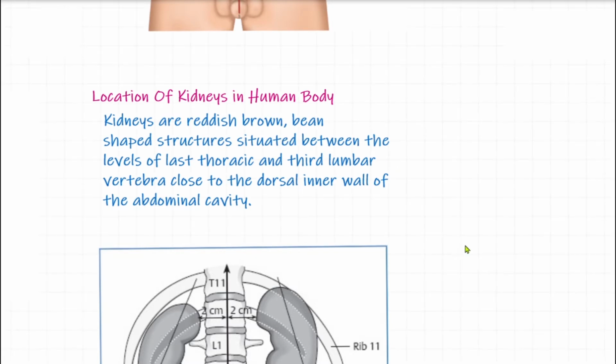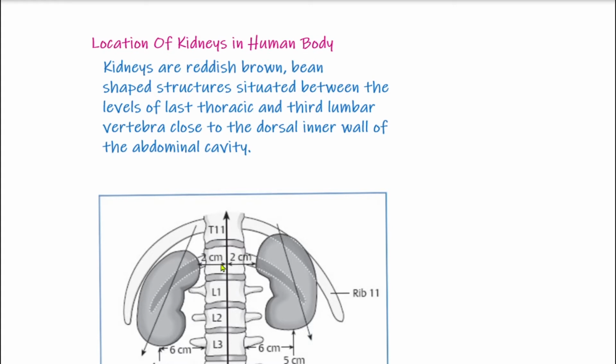They are situated between the levels of the last thoracic vertebra. This is the last thoracic vertebra, T12. You know there are 12 thoracic vertebrae, so this is the 12th thoracic vertebra, T12. And this is the third lumbar vertebra, L3. So the kidney is situated in between T12 and L3, from the last thoracic vertebra to the third lumbar vertebra, close to the dorsal inner wall of the abdominal cavity.